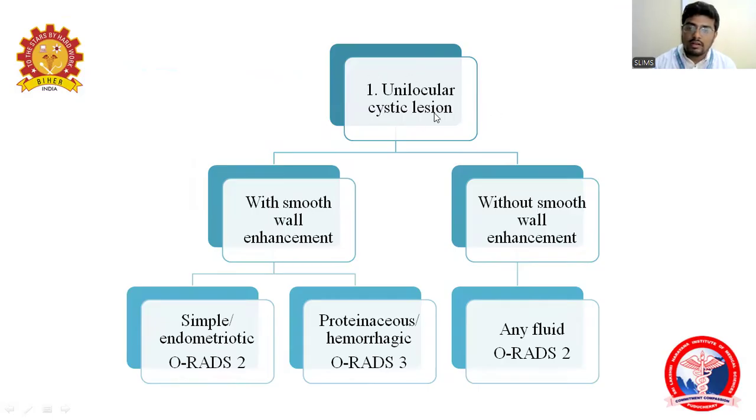And in case of unilocular cystic lesion without any enhancing solid tissue, it can be either O-RADS 2 or O-RADS 3. In that case, when there is no wall enhancement, any kind of fluid can be considered as O-RADS 2. When the wall enhancement is there, we should look at the fluid characteristics. If it is simple or endometriotic, then it is O-RADS 2 category. If it is proteinaceous or hemorrhagic, then O-RADS 3 will be given.